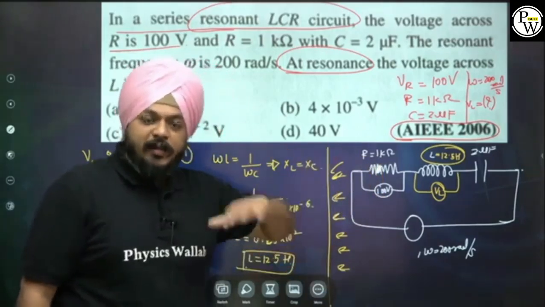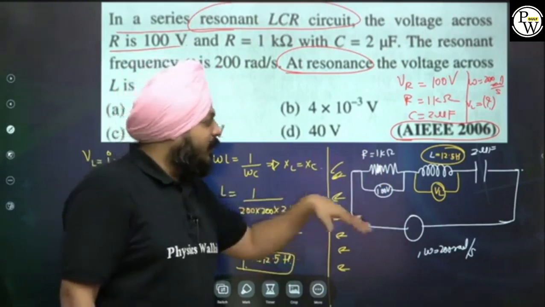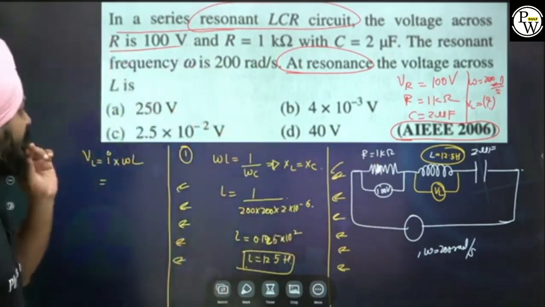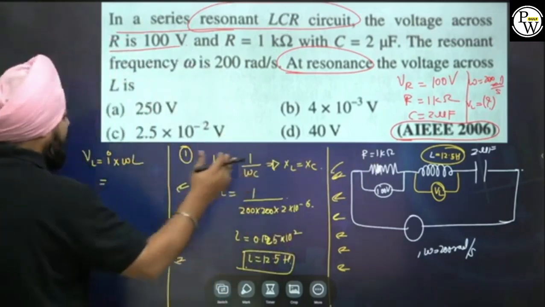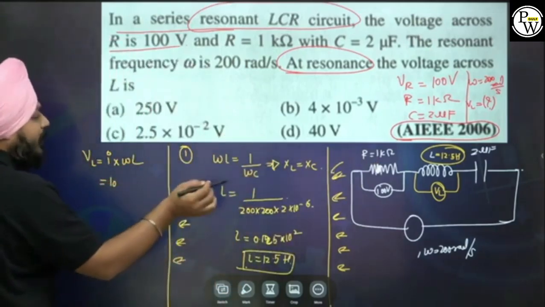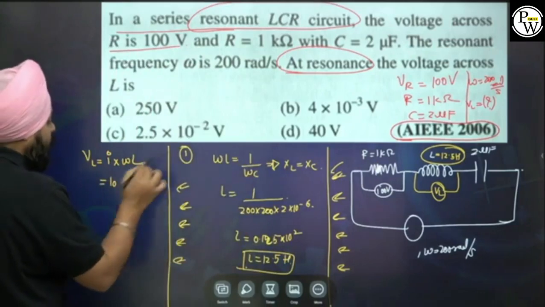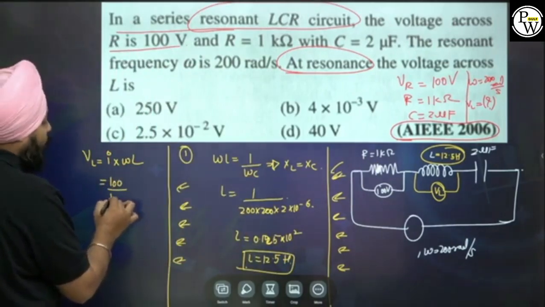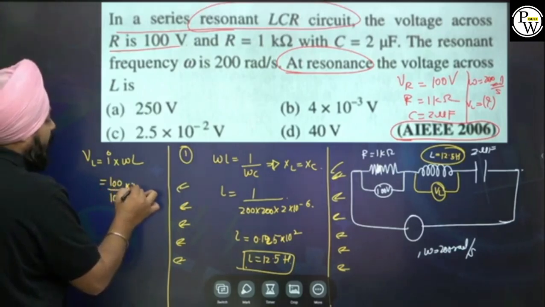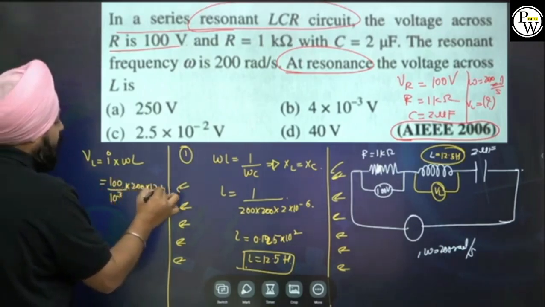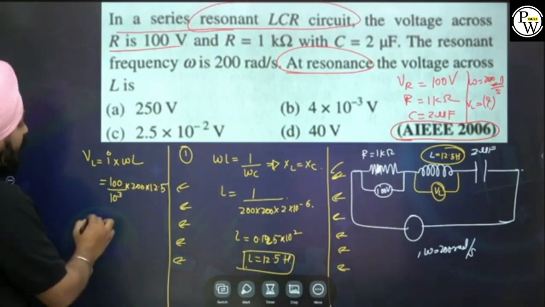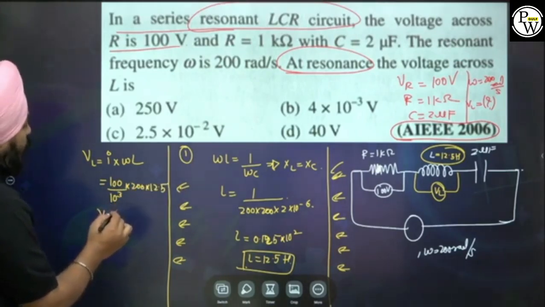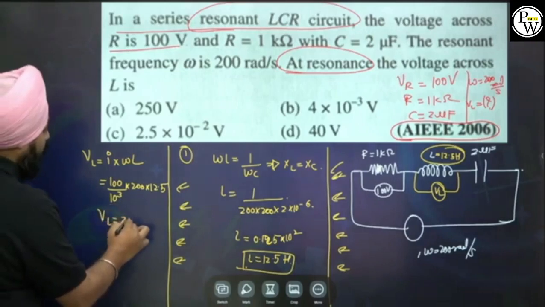So whatever the voltage across R is, it is the VRMS given to the circuit, because it is in resonance. Or rather, not voltages but the current flowing, sorry for that. That is 100 divided by 1 kilo ohm, that is 10 to the power 3, into 200 into 12.5. So the voltage across this is approximately 250 volt.